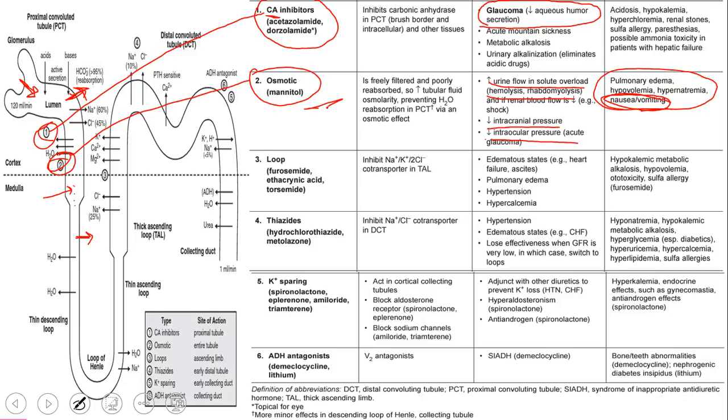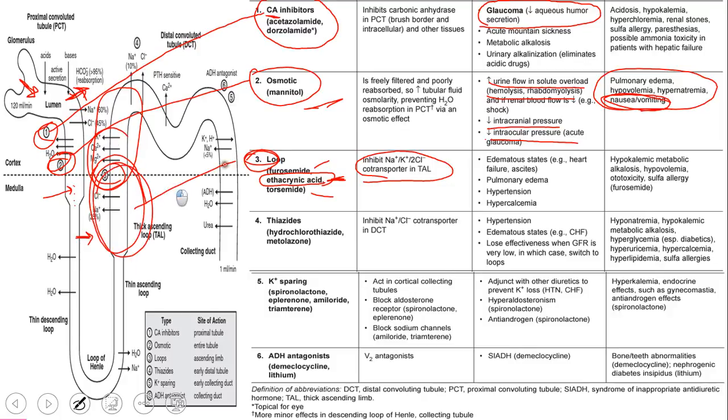Loop diuretics, furosemide, ethacrynic acid, and torsemide. This one and this one both have to do with sulfur. This one's not. So if this person has a sulfur allergy, you want to give them this guy right here. What does it do? It inhibits the sodium potassium chloride cotransporter in the thick ascending limb. So what we're looking at here is right there. So this section, I guess this section here.